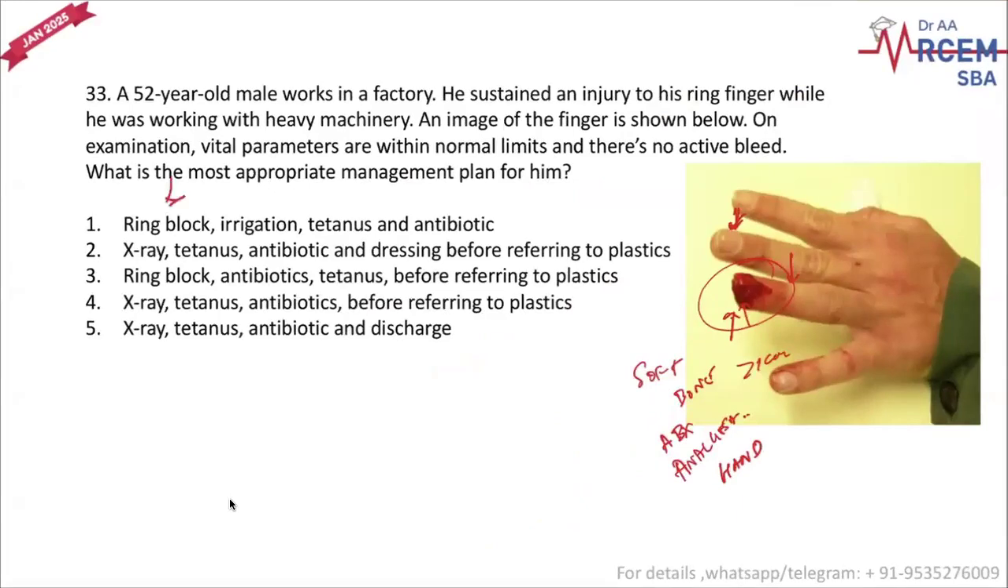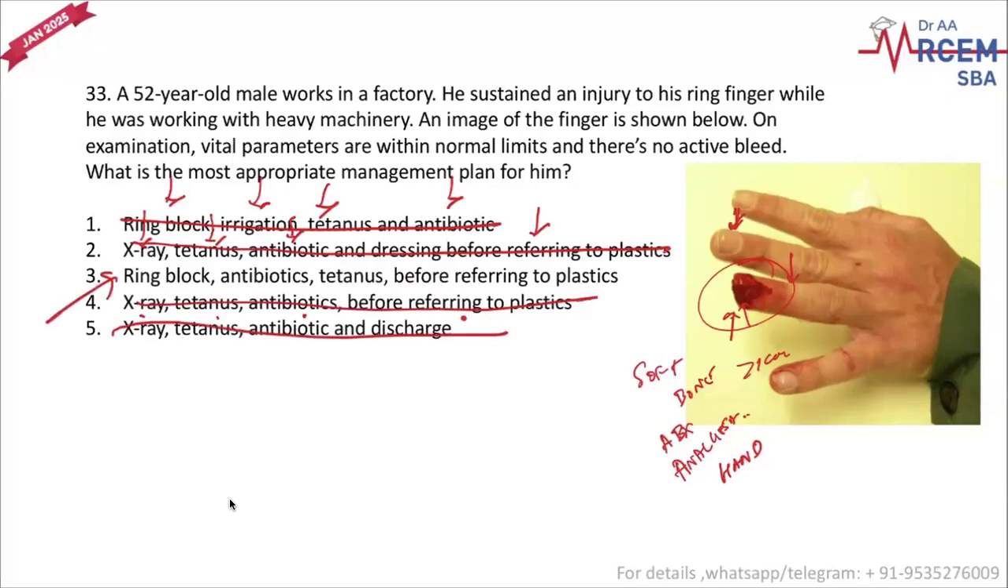Here, ring block is there, antibiotic is there, but no referral is given. So we rule this out. X-ray, yes, you can get an X-ray done, tetanus, antibiotic dressing before referring. Yes, this can be there, but there is no pain management in this. So that's why we can rule it out. X-ray, tetanus, antibiotics before referring. Again, no pain management.